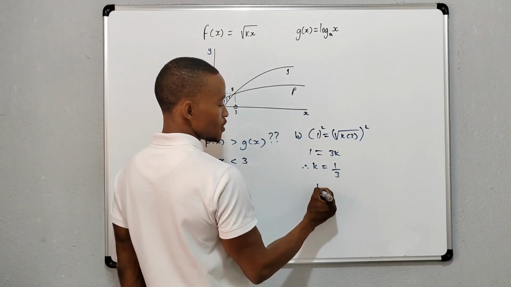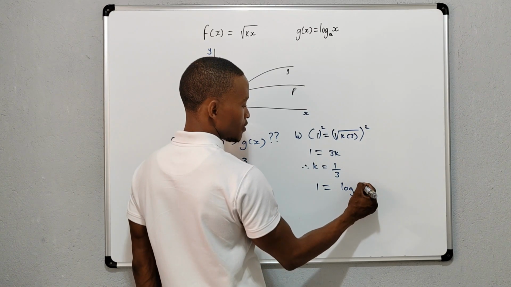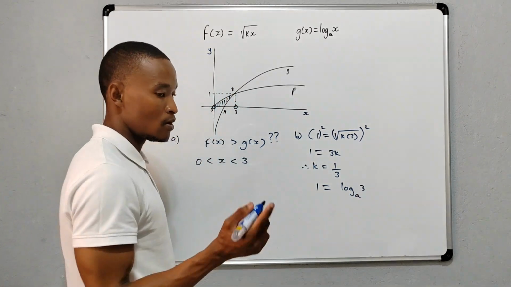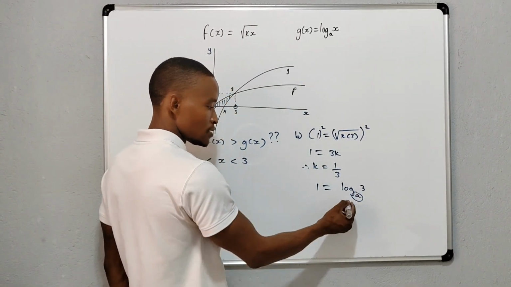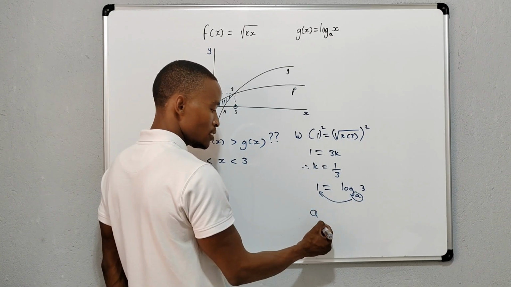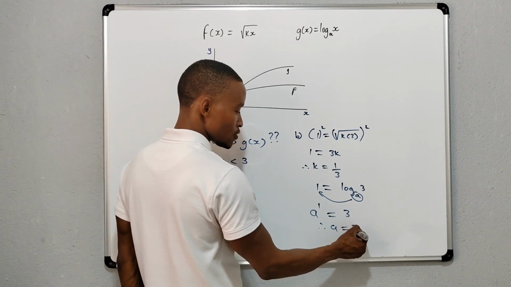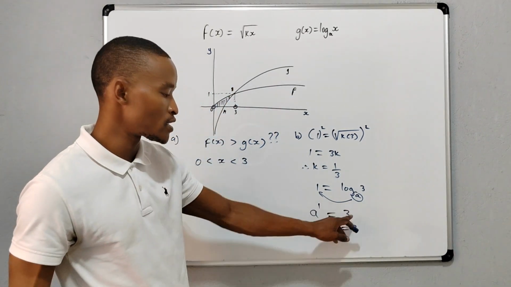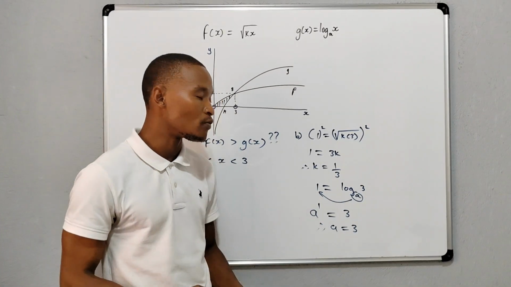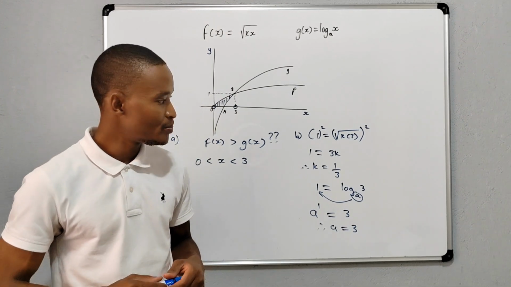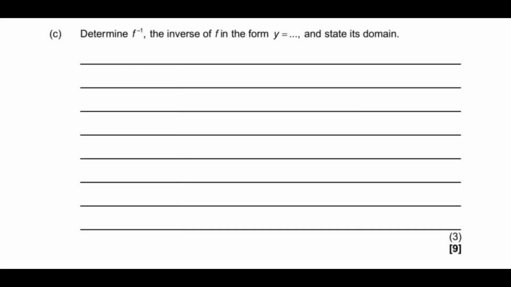For g, we have 1 equal to log base a of 3. Converting log to exponential form, the base maintains its purpose. It's a to the power of 1 is equal to 3. So therefore, a is equal to 3. It's a base in log, it's a base in exponential form. Okay, so that takes care then of the solutions for question B. Straightforward. Let us go to question C.